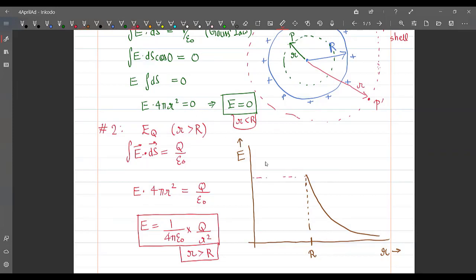And at this point, your electric field is maximum, given by KQ by R square. The value of electric field at this point will be maximum, that is K into capital Q upon capital R square. At this point, electric field is 1 by 4 pi epsilon naught into Q by R square.